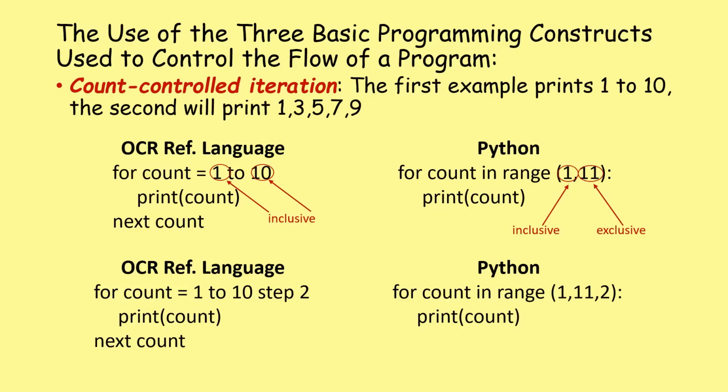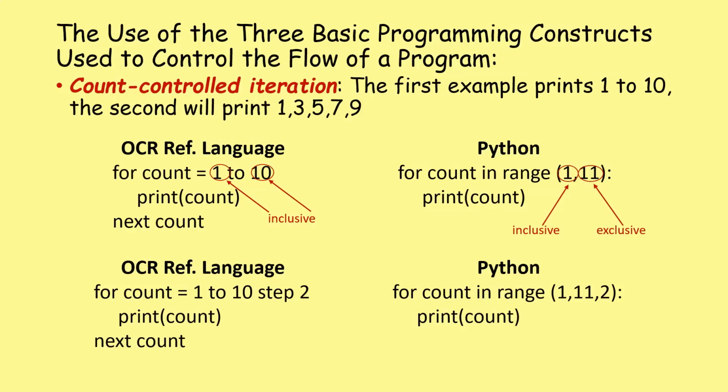Python can be slightly more complicated. We use for count in range 1, 11. The start condition is inclusive, so it starts at 1, but the end condition is exclusive. It's one more than we need. This will run from 1 to 10, and it will not include 11.